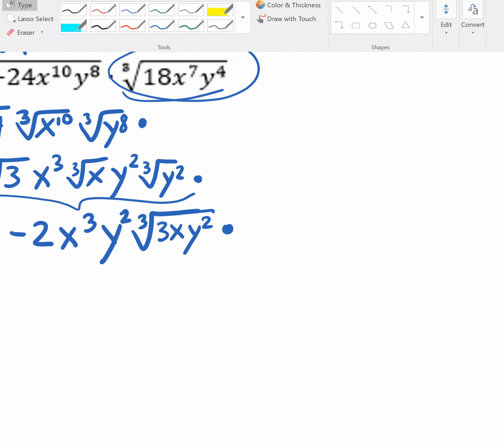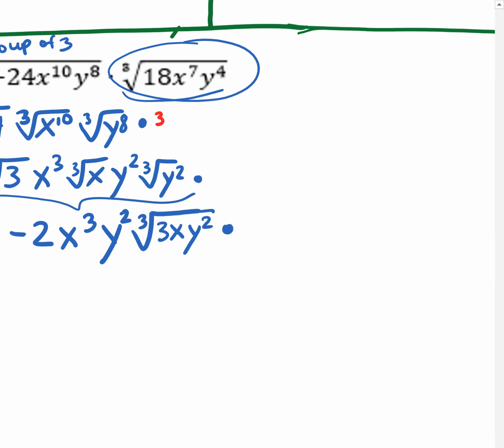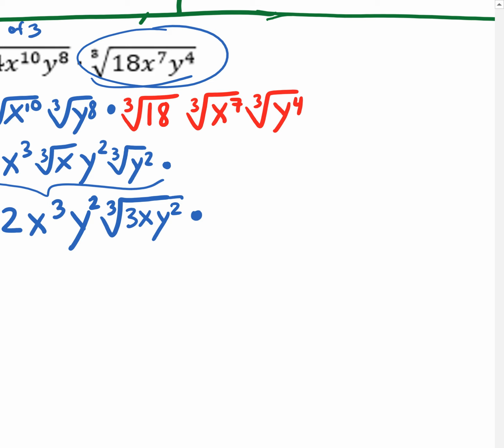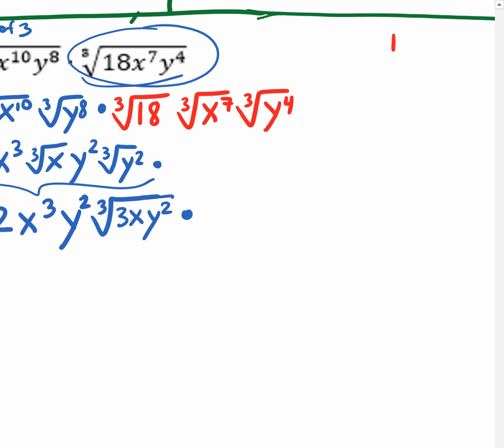Okay. I'm going to give the 18 its own cube root, the x to the 7th its own cube root, and the y to the 4th its own cube root. So 18, I know it doesn't have a cube root exactly, but let me try to break it down. 18 is 2 times 9, and 9 is 3 times 3.